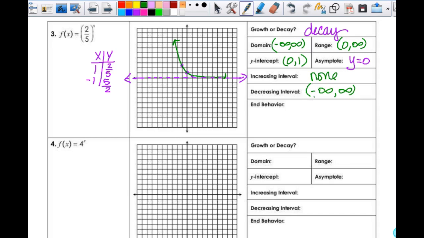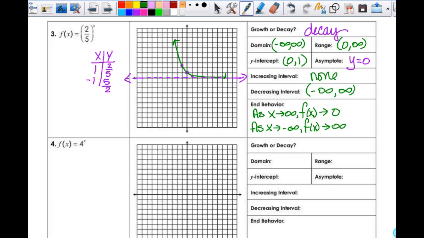And then our end behavior, as x approaches infinity, f of x approaches what? 0. Good. And then as x approaches negative infinity, f of x approaches infinity. Okay. Everybody good with all that?